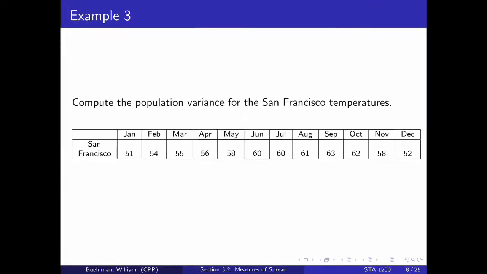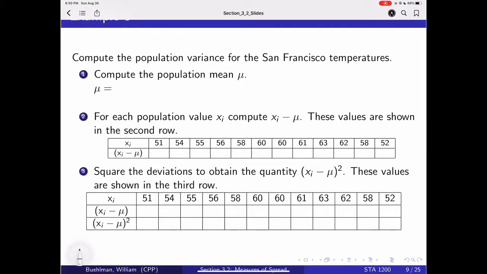Example 3, compute the population variance for the San Francisco temperatures. So here are the temperatures in San Francisco for January, February, March, April, and so on. In order to calculate the variance, the first thing we need to do is calculate the mean because we don't know it. Since it's a population mean, it's mu, which if we remember from 3.1 is the summation of the xi's over n, which is going to be 690 divided by 12, which is equal to 57.5. So now we have the mean.